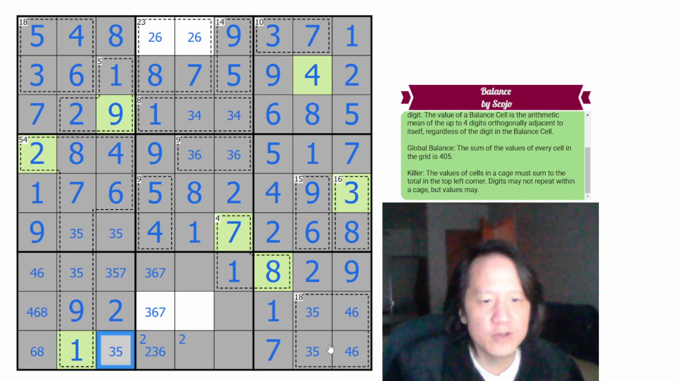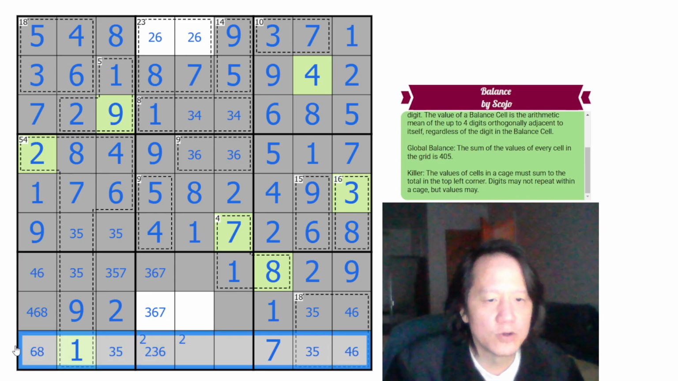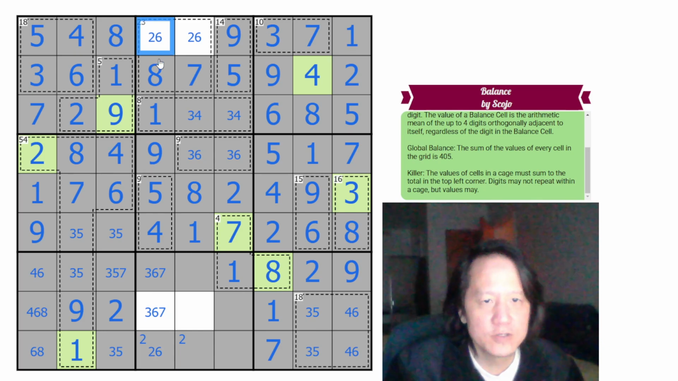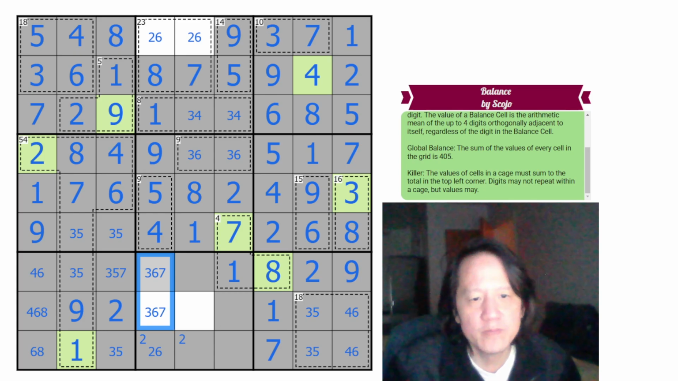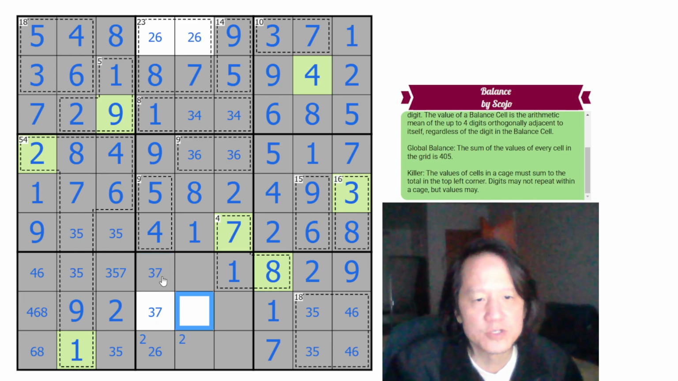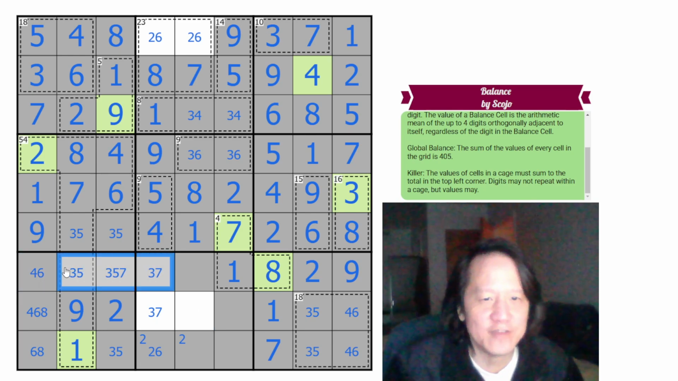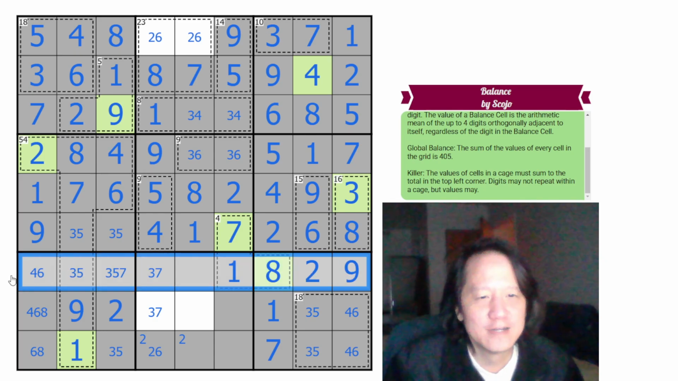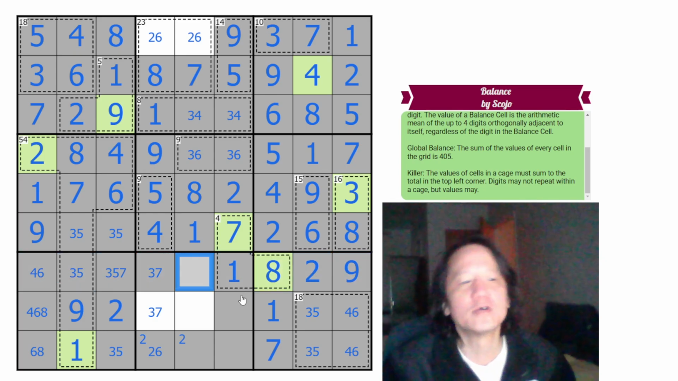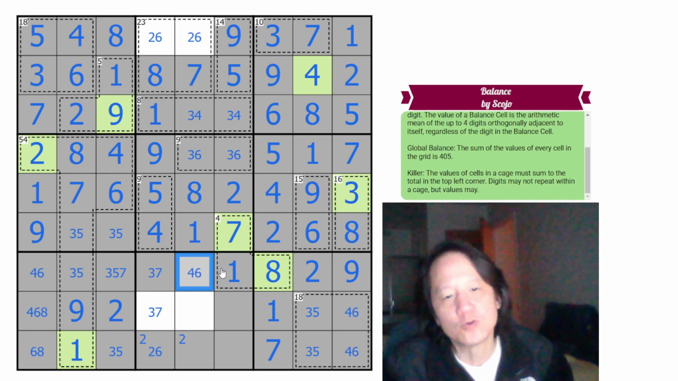We have a 3, 5, 3, 5 pair in row 9, so the rest of the row cannot contain 3 or 5. We have a 2, 6, 2, 6 pair in column 4, so the rest of the column cannot contain 2 or 6. So this is 3 or 7, this is 3 or 7. We have a 3, 5, 7 triplet in row 7, so the rest of the row cannot contain 3, 5, or 7, so this is 4 or 6.